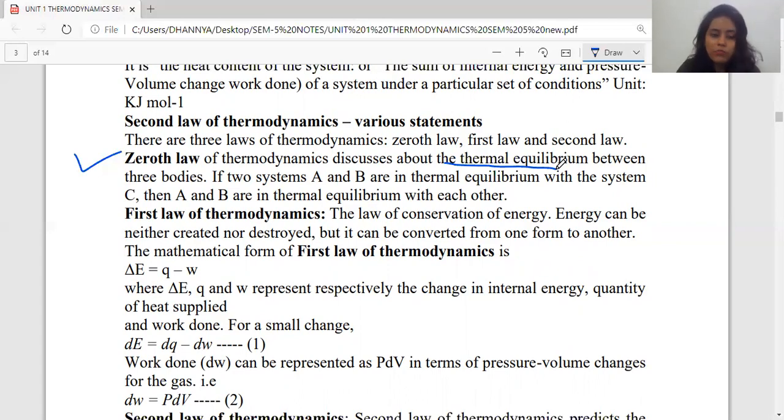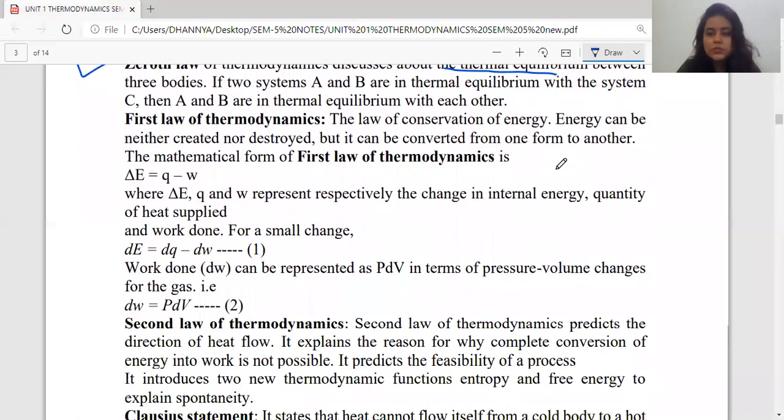A quick revision of the first law of thermodynamics: this was also called the law of conservation of energy. What were we doing? We already know that energy can neither be created nor be destroyed. It can only be converted from one form to another.